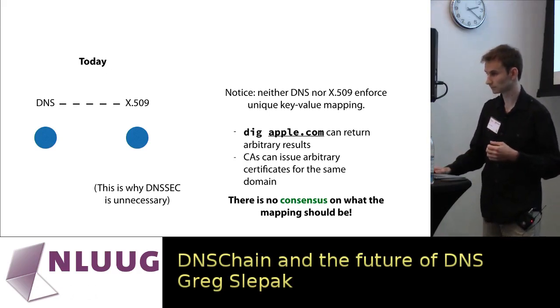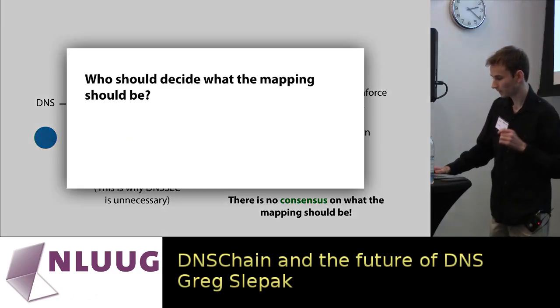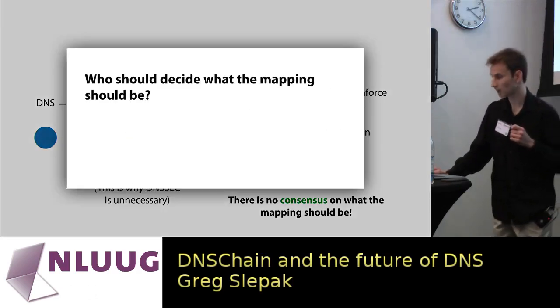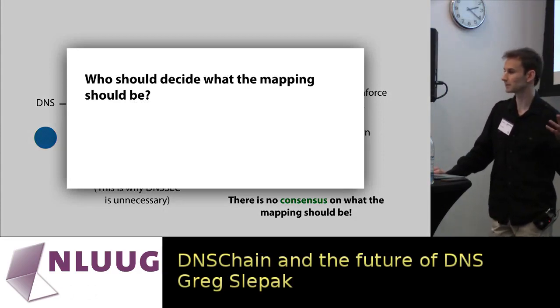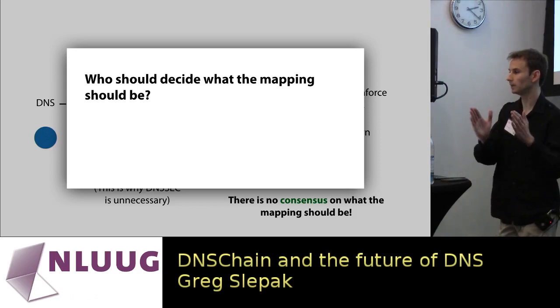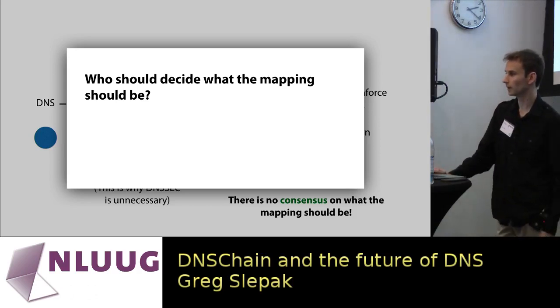Could there be a reason for issuing? Questions for the end, sorry. So who should decide what the mapping should be? Any guesses? Who should decide what the mapping of an identifier, like a domain name, to a public key should be?